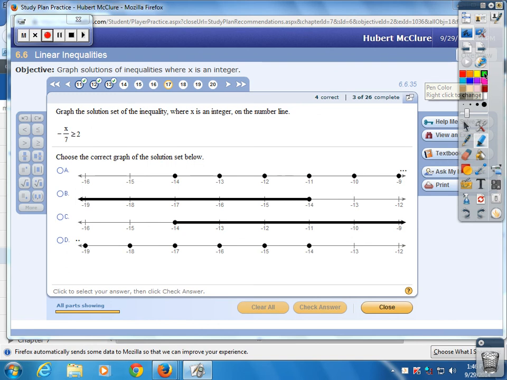What does the word integer mean? Whole number. Integer is a 25-cent, hold your pinky up, word for what? Whole number. Now, our variable is negative. I'm going to put it on the other side because I don't like to deal with negative variables. So I'm going to put this on the other side and it becomes a positive x over 7. And this becomes a what? Negative 2, Hubert. That's right, class.